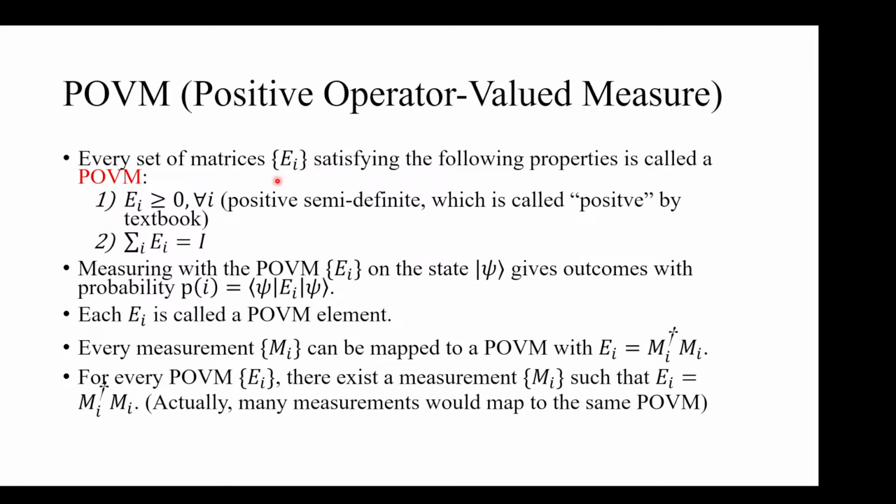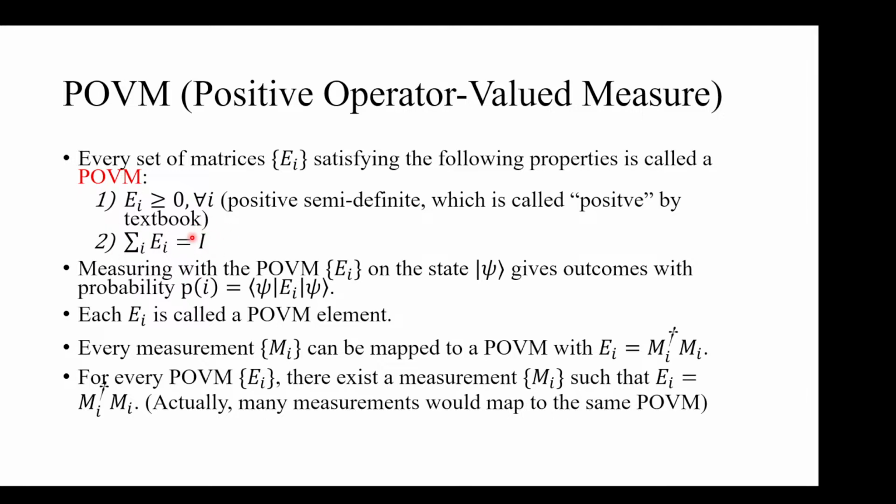The set of matrices E_i that will be a POVM needs to satisfy these two properties. The first one is that each E_i needs to be positive, or more precisely, positive semi-definite. So the eigenvalues need to be all greater than or equal to 0. It's called positive in the textbook. And the second one is that the summation of E_i equals the identity.